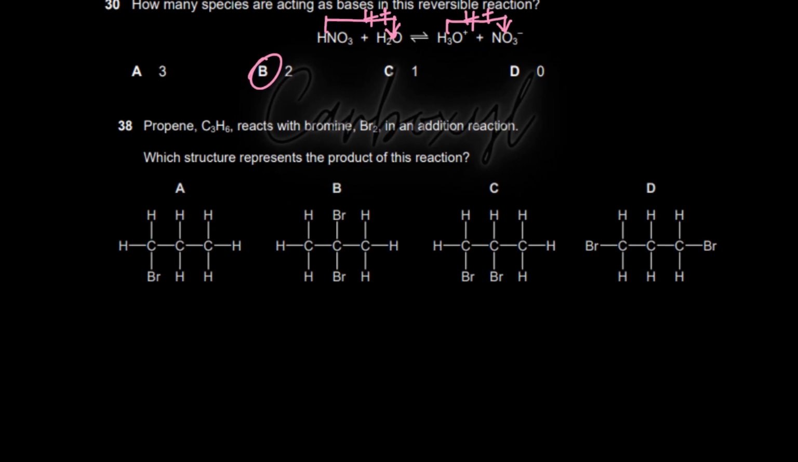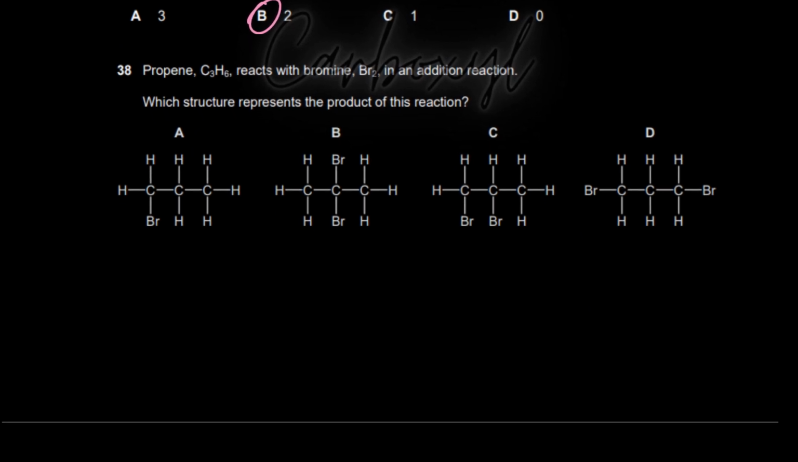Now it says propene reacts with bromine in an addition reaction. We've done these MCQs a gazillion times. So if I draw propene for you, why am I making a double bond? Because it's an alkene, it ends with an ene, therefore there should be a carbon-carbon double bond. It's unsaturated, right? And let's add the hydrogens: hydrogen, hydrogen, hydrogen, hydrogen, hydrogen, hydrogen, done.